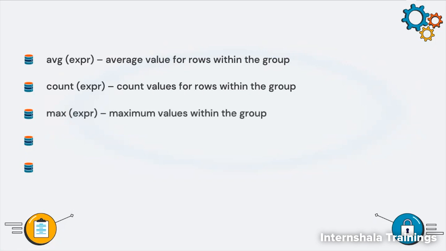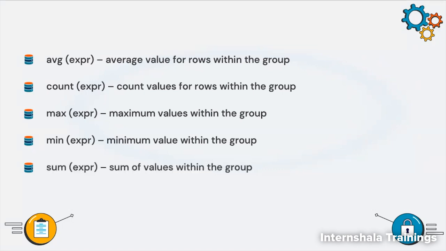Then we have max. Max retrieves the maximum value of a numeric or a non-numeric expression within a group. Then min. It retrieves the minimum value of a numeric or non-numeric expression within a group. And lastly, we have sum. It calculates the sum of numeric values for a given expression within a group.